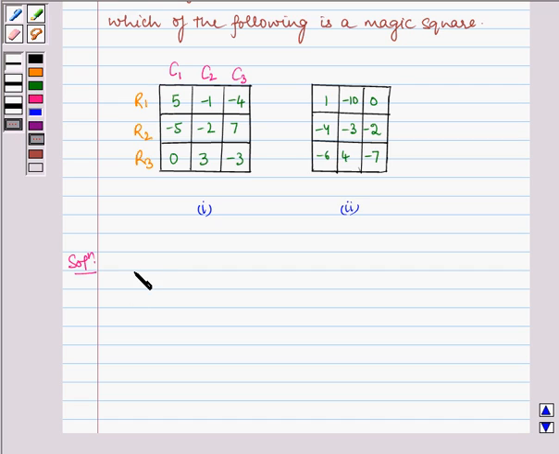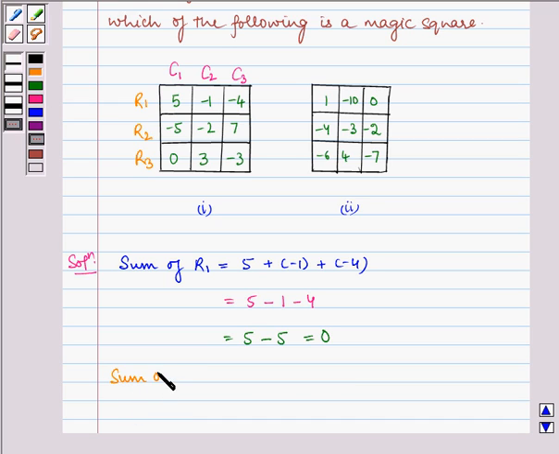So we can write the sum of R1 is equal to, now adding up all the integers in row R1, we will find it is equal to 5 plus minus 1 plus minus 4. When plus is multiplied by minus, we get minus 1, again minus 4, which is equal to minus 1 minus 4, here we will be adding the absolute values of minus 1 and minus 4 and assigning the sign of minus. So we will get 5 minus 1 plus 4, which is 5 minus 5, which is equal to 0.